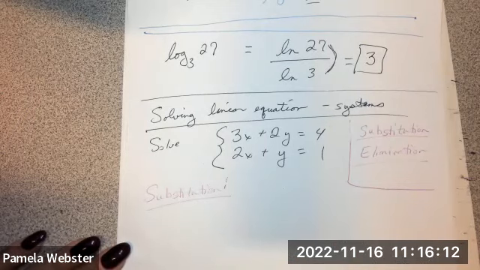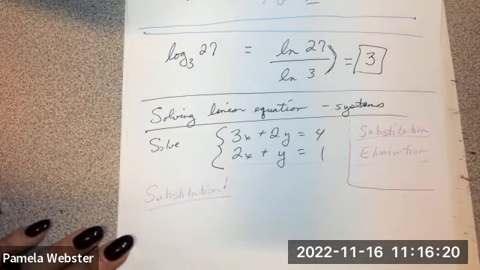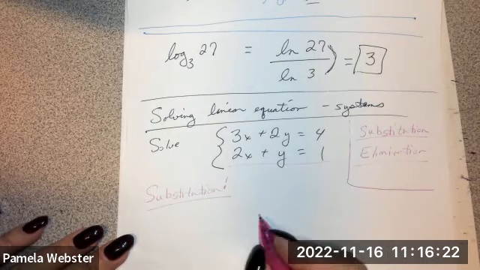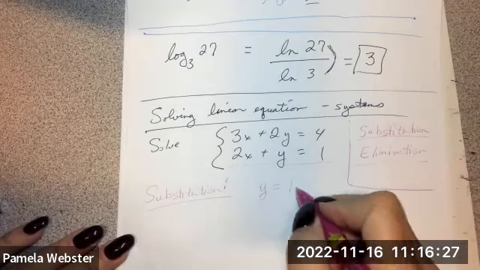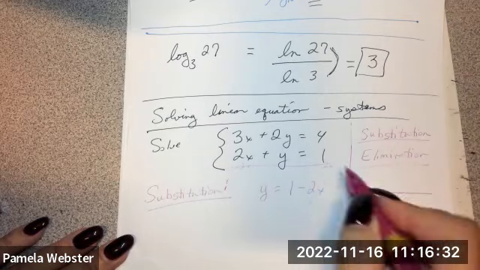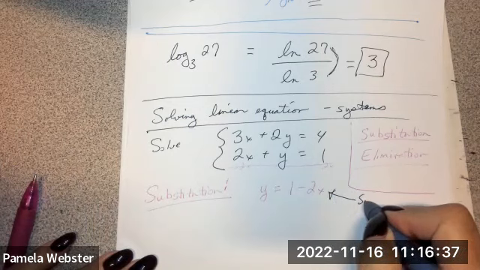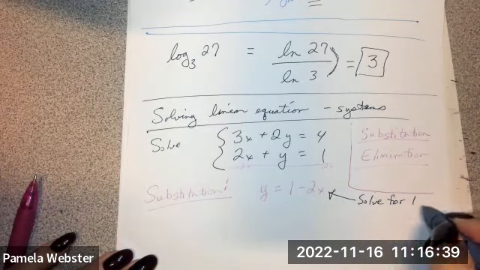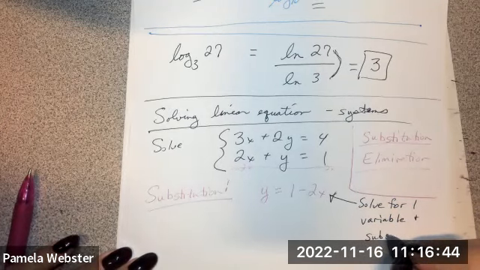For substitution, what I need to do is solve for one variable in one of the equations. And like I said, this second equation has that y with no coefficient, so it's kind of nice for that. So let's go ahead and solve that second equation, y equals, get the y by itself, 1 minus 2x, right? If I subtract the 2x off of both sides, that's what I'll have. Okay, so solve for one variable and substitute into the other equation. That's what we're going to do for this.